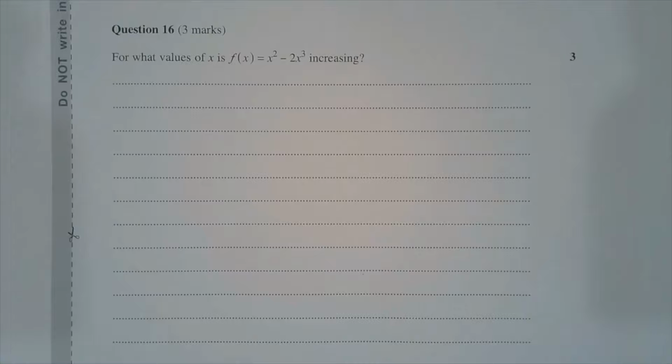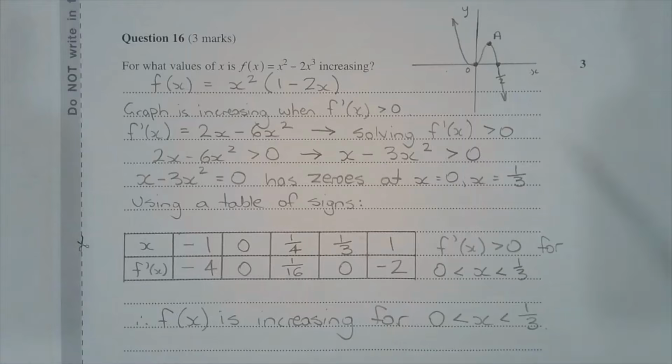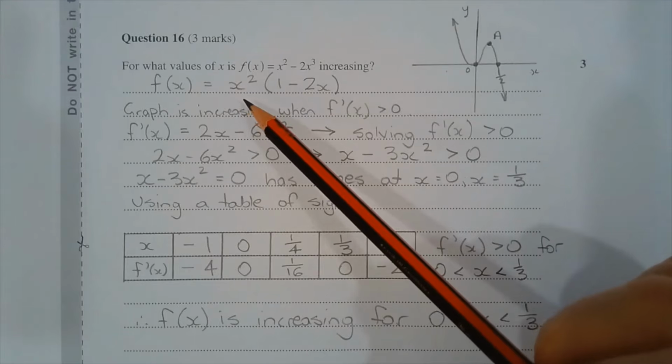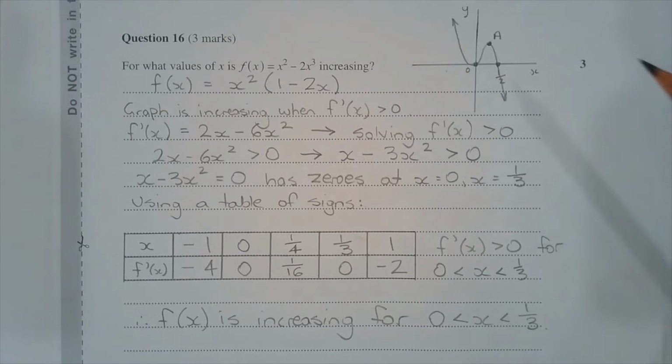Question 16. For what values of x is f of x equals x squared minus 2x cubed increasing? F of x is a polynomial of degree 3, and the graph is a cubic curve. There's a double zero at x equals 0, and a simple zero at x equals half. And here's a sketch of the graph. This will help us to visualize what the solution may look like.